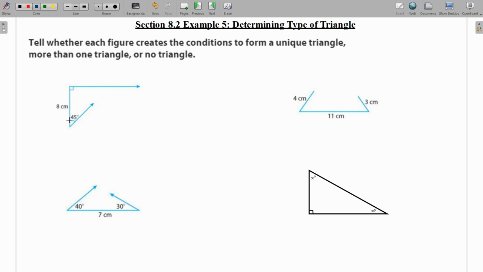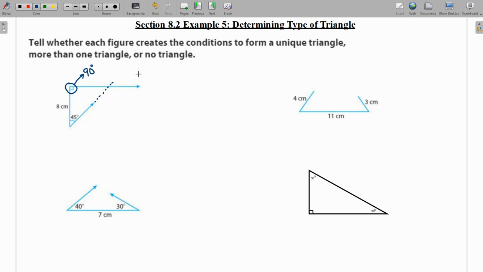We have a side length that's 8 centimeters. We have an angle that is 45 degrees, and that 45 degree angle is made up with this 8 centimeter side length. And up here in the top part, when you see that little squared off area, that means that this is a 90-degree angle or a right angle. So in this particular problem, we could have very easily dotted out our line like so, and then we would be able to create a triangle.